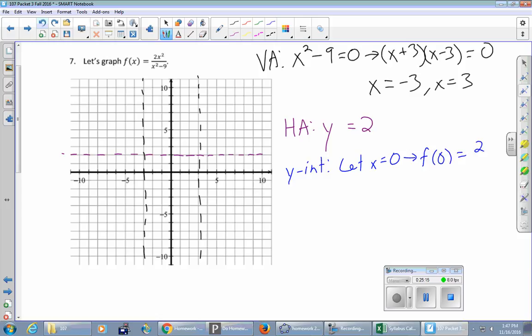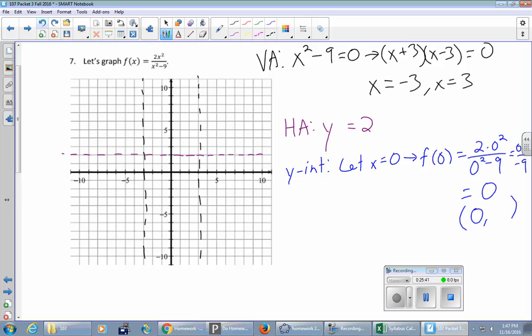So we just get 2 times 0 squared over 0 squared minus 9. What does that equal? Yeah, this is 0 over negative 9, which is really 0. Okay. So this means that we have coordinates. What was the x that we started with? 0. What was the y that we ended with? Also 0, and that is a point right there.